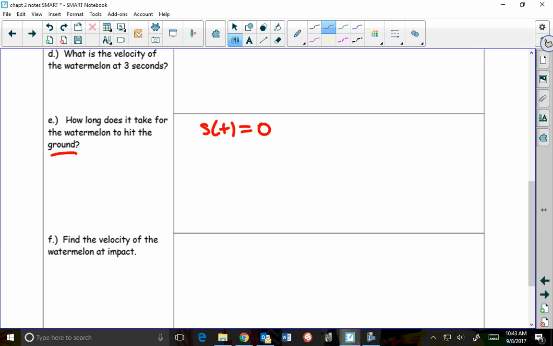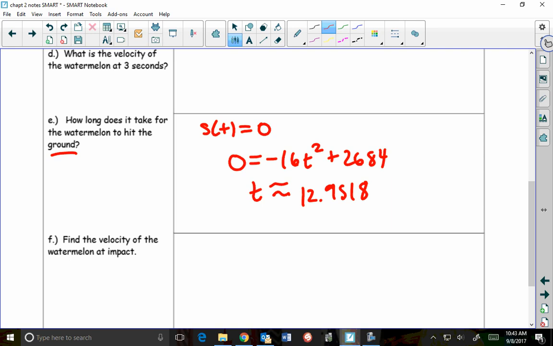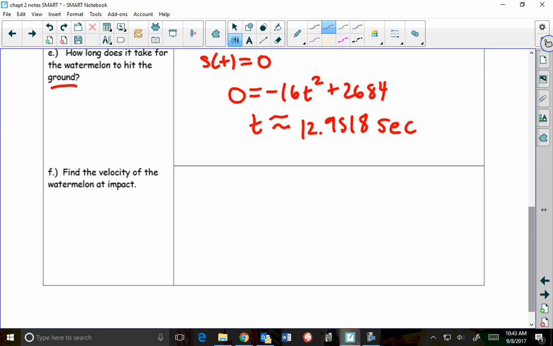-16 t squared. What is that? It's going to be... what's time measured in? Seconds. Now it says, find the velocity of the watermelon at impact. Now what are we doing? If you just see velocity, it means instantaneous.